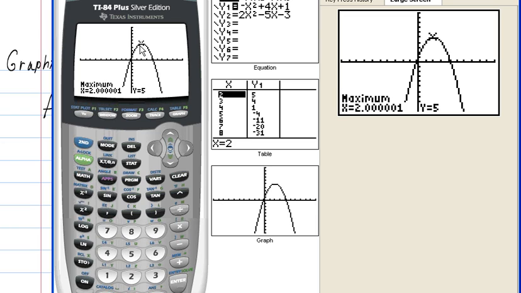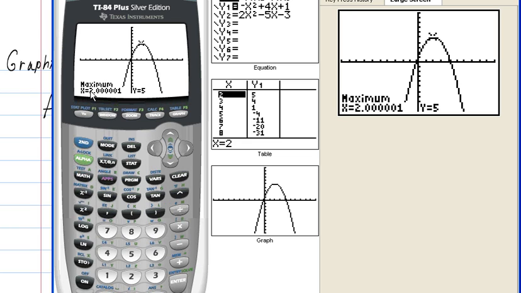Notice it's blinking right at the maximum value, and it's telling me the maximum value is 2.00001, comma 5. We've got to be careful how we read our calculator. It does make some round off errors, and when you see a string of zeros and a 1, that's the calculator's way of saying, okay, I have too many decimals. This should really be just the number 2.